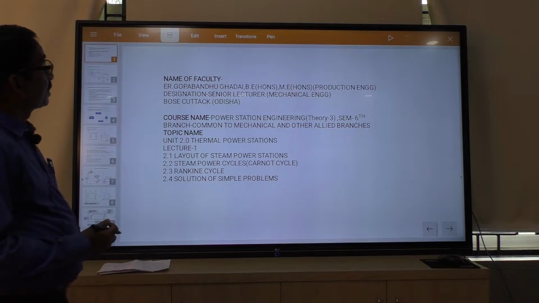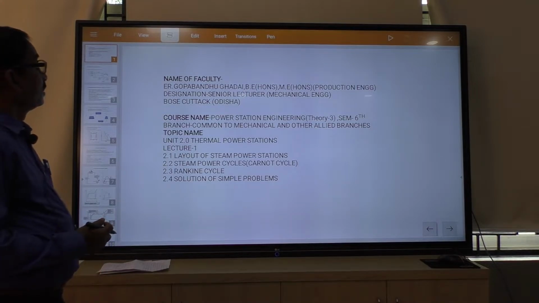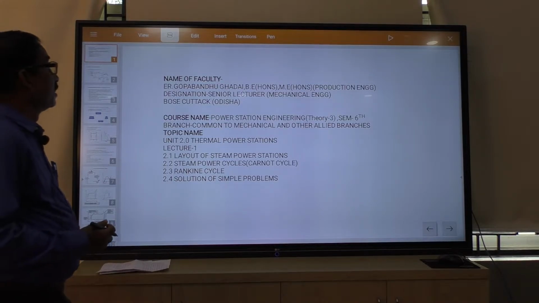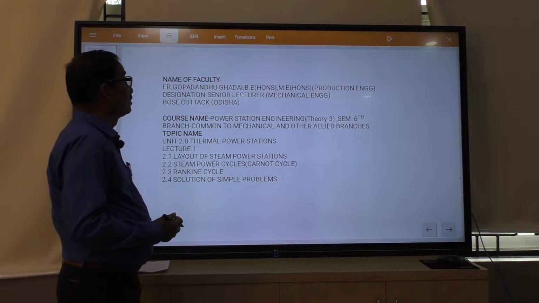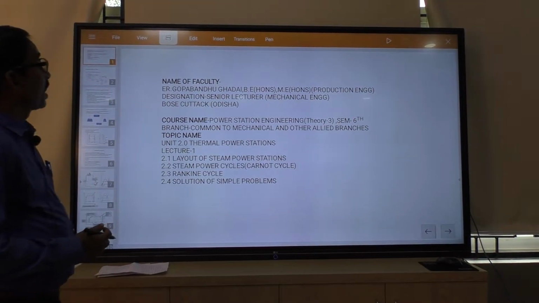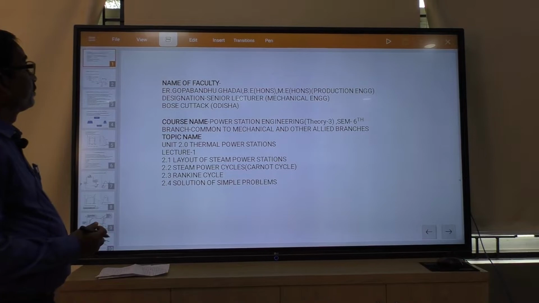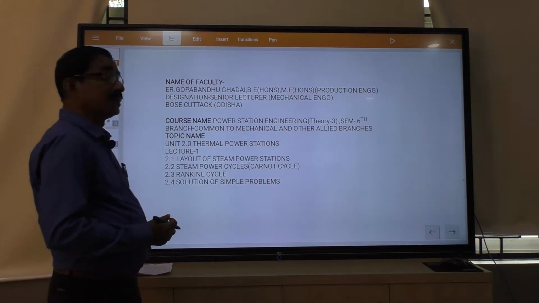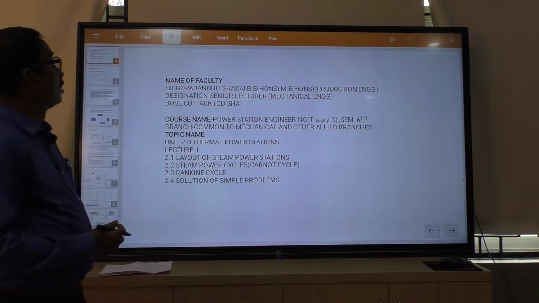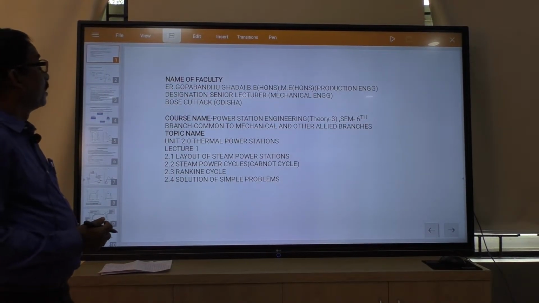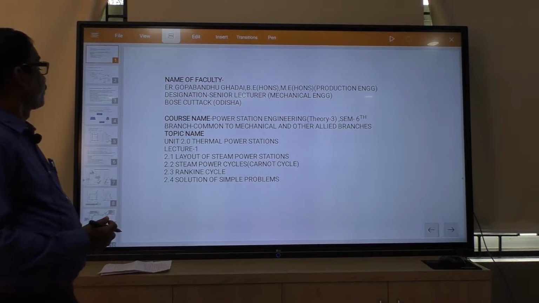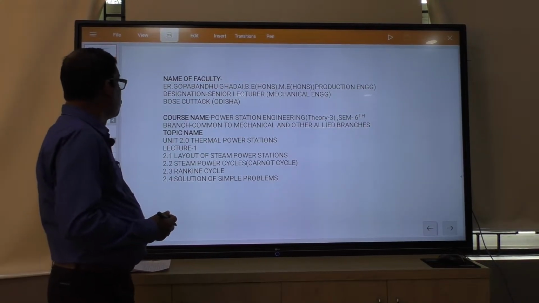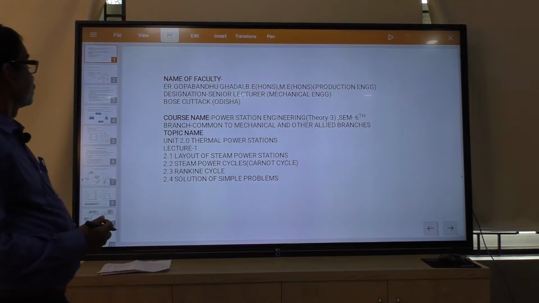You know, power station engineering can be defined as power plant engineering where steam is used to drive the turbine or the prime mover, and that turbine rotates the generator shaft and we get the electricity. So this is the aim of power station engineering, and today I will start from unit 2, that is thermal power stations.